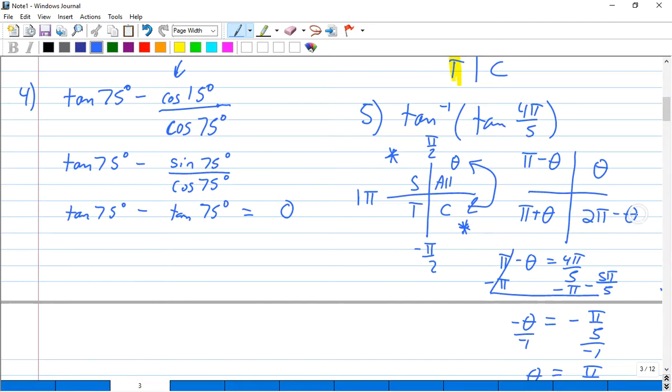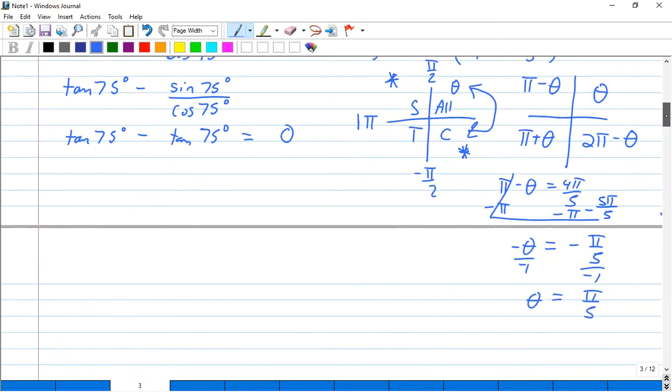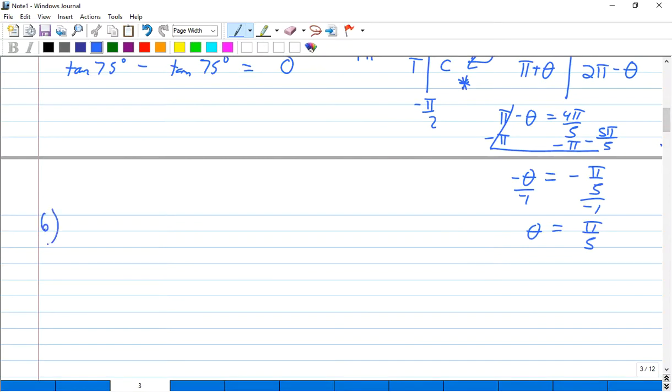Now, another way you could do it is to say 2 pi minus pi over 5. That would give you 9 pi over 5. But you'd have to subtract 2 pi from that and bring it around one complete revolution. That way sometimes confuses students, so I usually don't teach it that way. All right, anyway, we figured that one out. Let's do number 6.